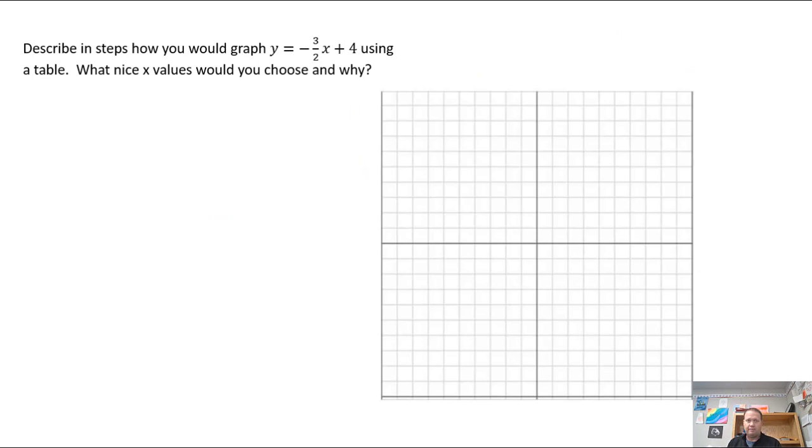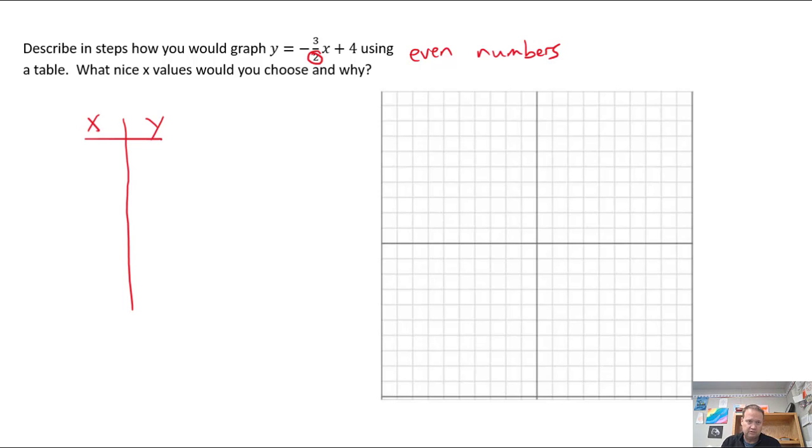This last problem, describe in steps what would you choose to make a table of values. This one's relatively straightforward. A table of values looks something like this. And what we teach kids is when you have a fraction, you want to choose multiples of the denominator. So in this case, we're going to choose even numbers. And the reason is we don't want to be taking halves of odd numbers because half of odd numbers is going to give you fractions.